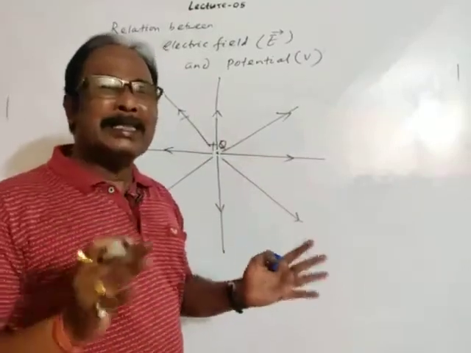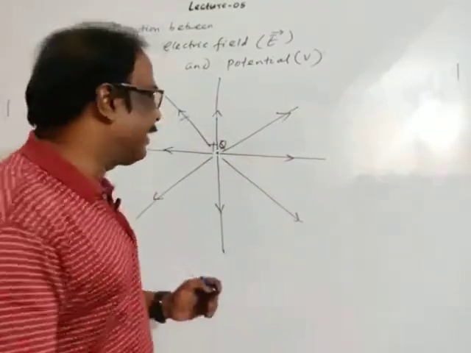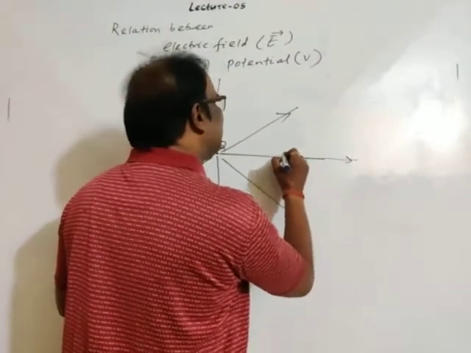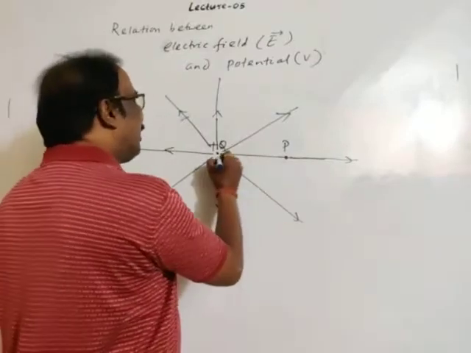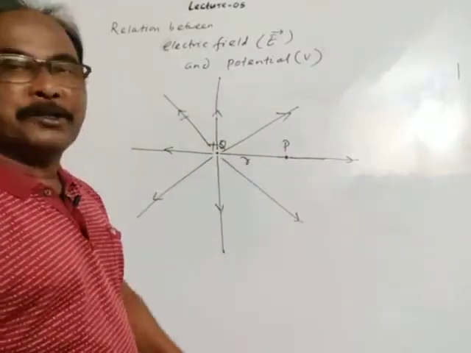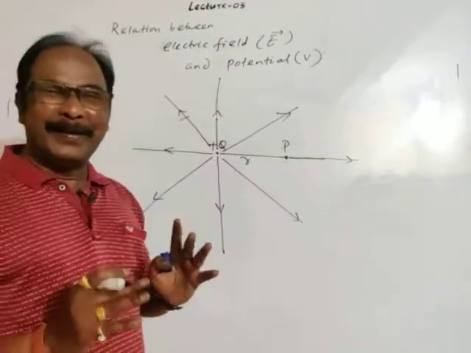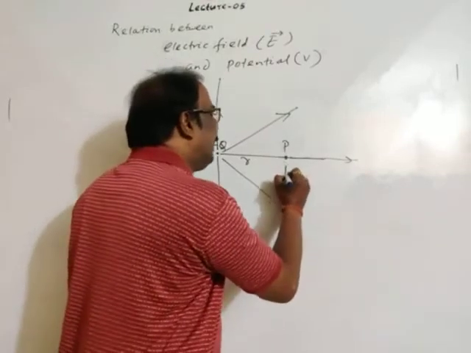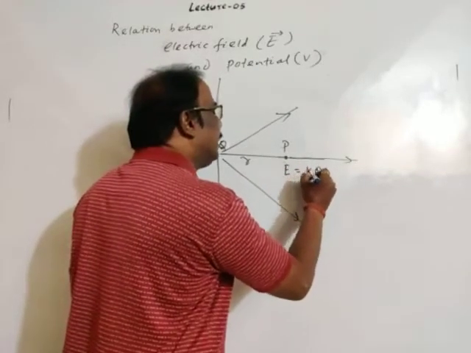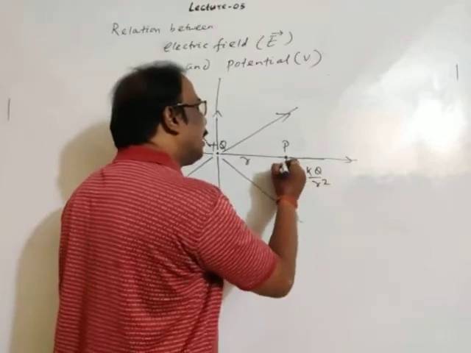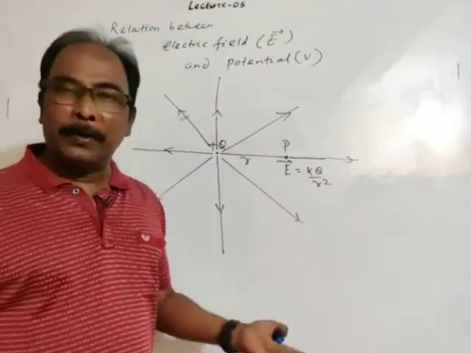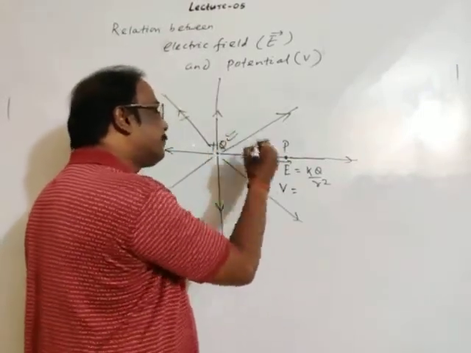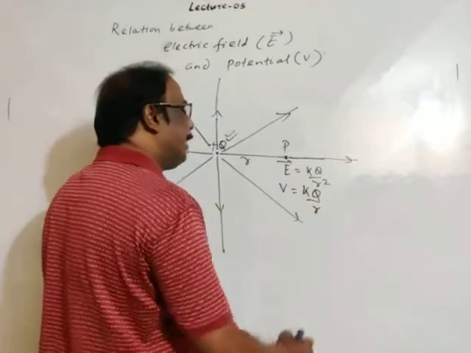Let's consider any point in the electric field. Let's consider this point P, at a distance r from the point charge. The electric field at this point is kq by r square, and as we know, electric field is a vector quantity. Again, the potential at this point, potential due to a point charge, is kq by r.